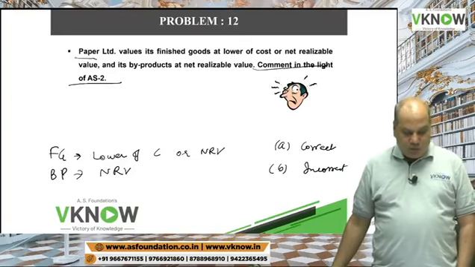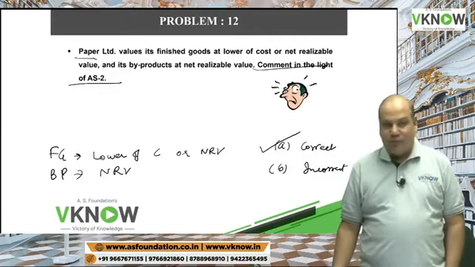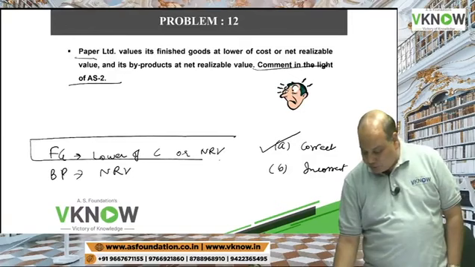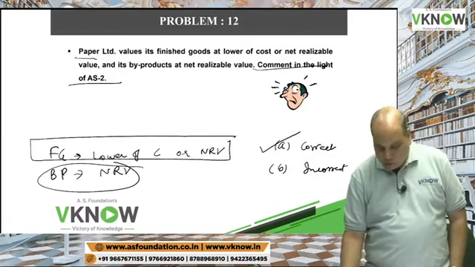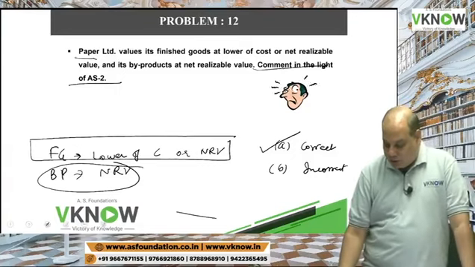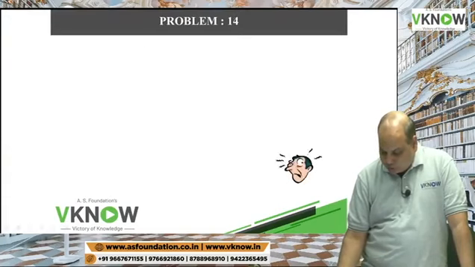So the answer is company's policy is correct. That is what we have learned. Finished goods will be valued at lower of cost or NRV, whereas byproduct will be valued at NRV. Rohit Kumar is right. Okay, so one more chance I will give you. Next question.